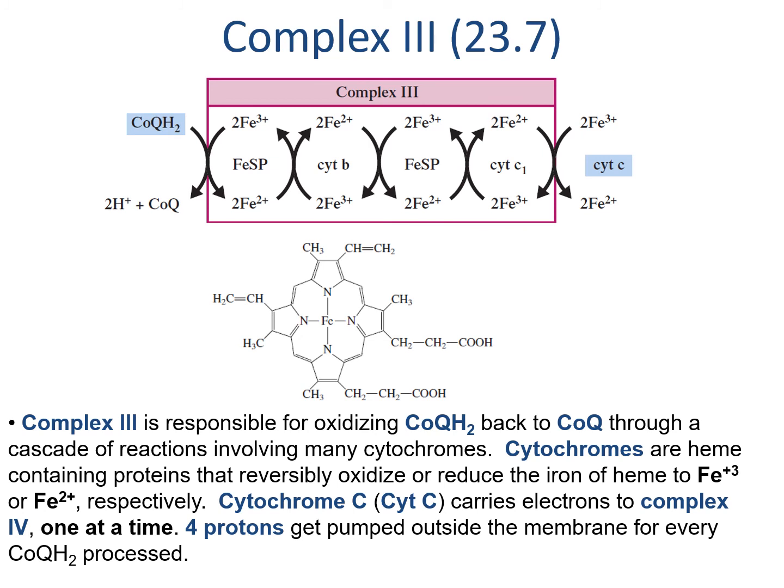Cytochrome C is a heme-based protein that handles electrons by converting iron at the center of a heme from +3 charge to +2 charge. Since each reduction only handles a single electron, 2 cytochrome Cs are produced for every CoQH2. This complex is able to pump 4 protons for each CoQH2 that reacts.